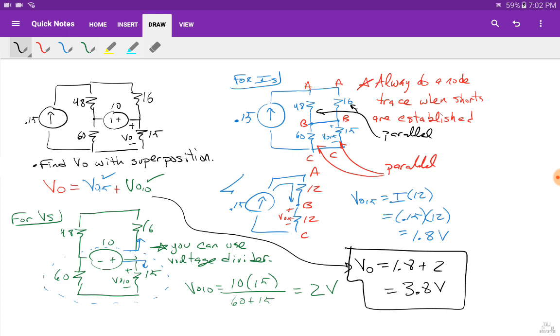Superposition can be easy if you take the simple pieces and make sure they all make sense, or it can be very difficult because maybe you're not node tracing, or maybe you're not remembering to turn everything off properly and all of that jazz.